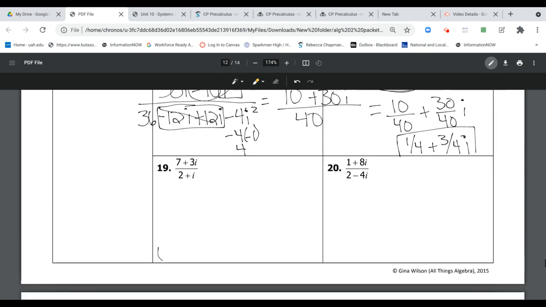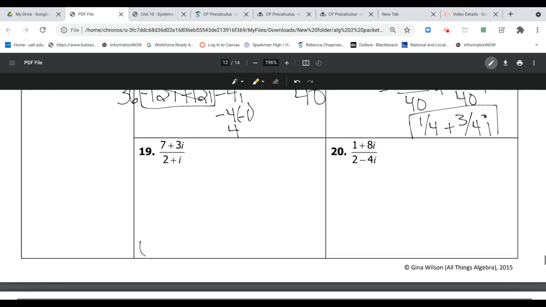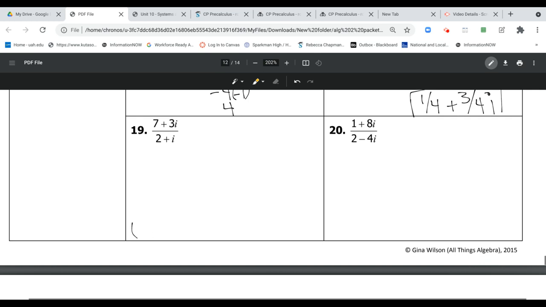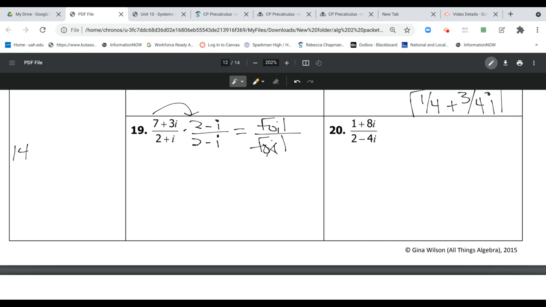So in the last two examples, we're going to do the same exact thing. So I'm going to multiply by the conjugate, which is 2 minus i over 2 minus i, the conjugate of the denominator. This time, I have to completely FOIL the top, but I can still shortcut FOIL the bottom because the O and the I should cancel because we're multiplying conjugates together. So when I completely FOIL the top, I get 14 minus 7i, and then I get 6i plus 6i, and minus 3i squared.